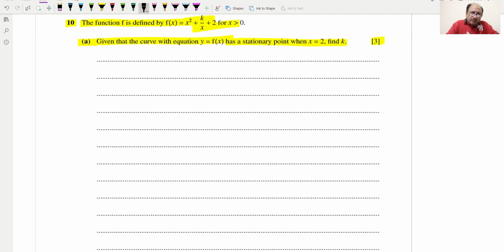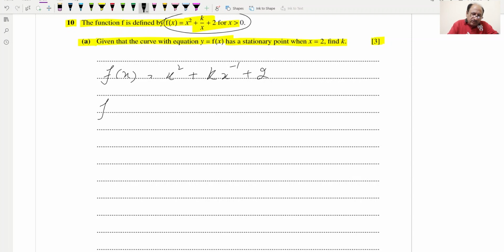So for a stationary point we can take the derivative of this one and place it equal to 0. We can write dy over dx, and this will be equal to the derivative of x squared, which is 2x, and the derivative of this will be, we can first rewrite it for your explanation. I will just rewrite this equation, and this will be kx raised to minus 1 plus 2.